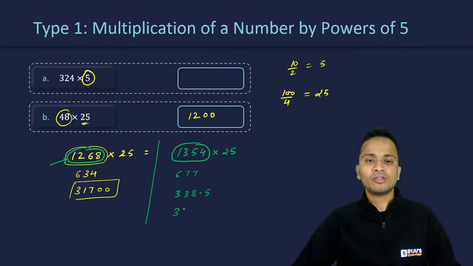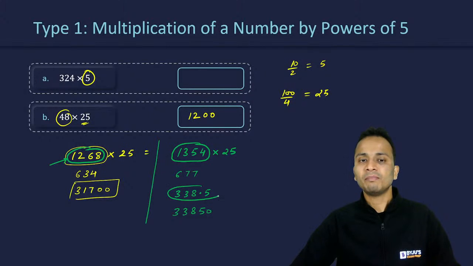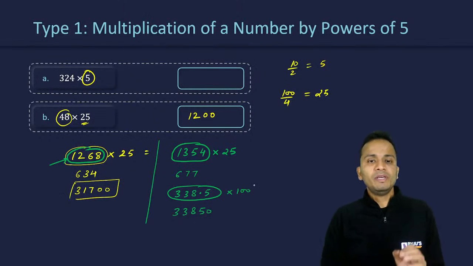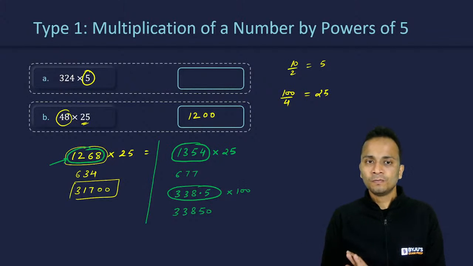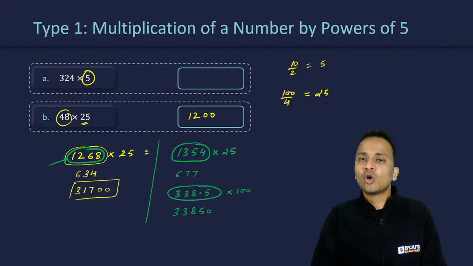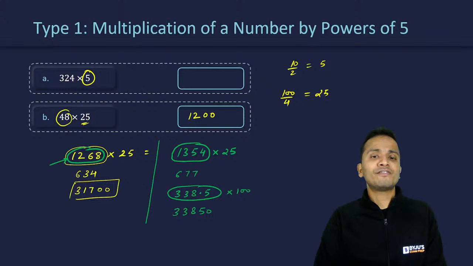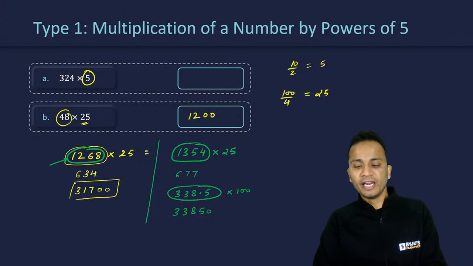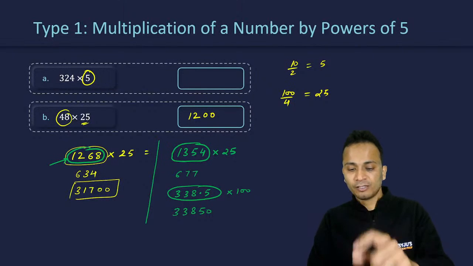So the answer will be 33850, because this number will now be multiplied by 100. So the final answer will be 33850, that is when 1354 is multiplied by 25. Definitely these techniques are going to save plenty of your time. So 33850 will be the final answer for this one.